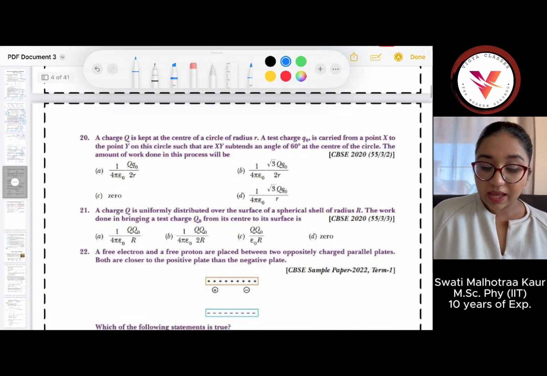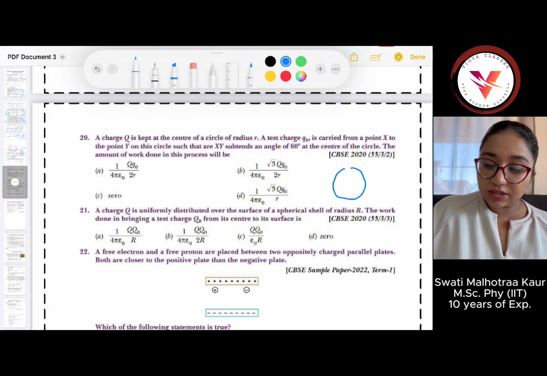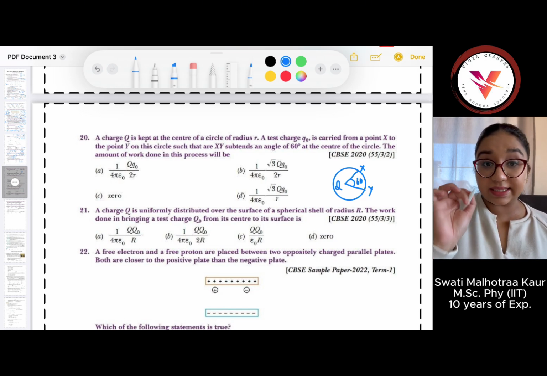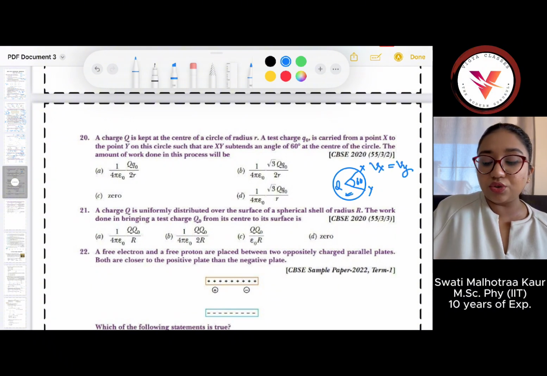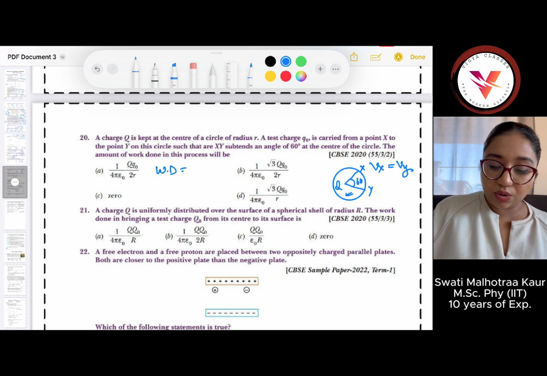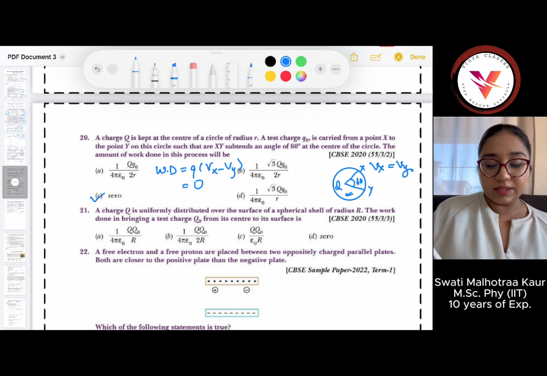Simple. Next, a charge Q is kept at the center of a circle of radius R. A test charge Q0 is carried from a point X to Y on this circle such that XY subtends an angle of 60 degrees at the center. Let's mark these points X and Y. This is 60 degrees and a charge Q is here. The amount of work done: since the potential is the same inside the sphere and on the surface, V at X is equal to V at Y. So the work done, that is Q times Vx minus Vy, would be 0.